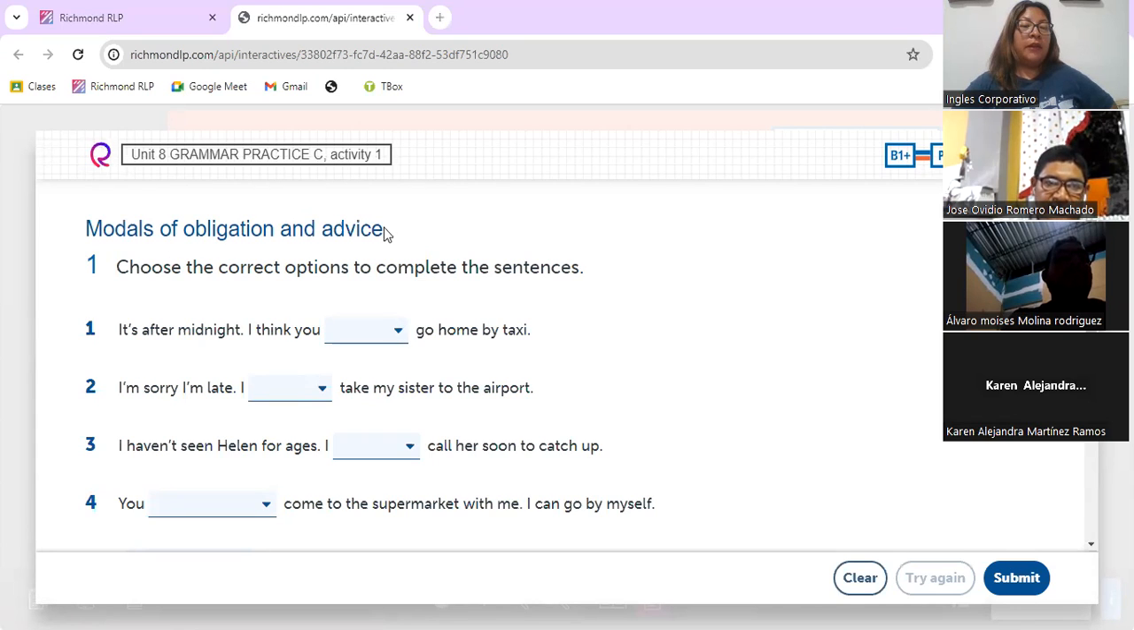Modals of obligation and advice. Choose the correct options to complete the sentences. It's after midnight. I think you can or should go home by taxi.